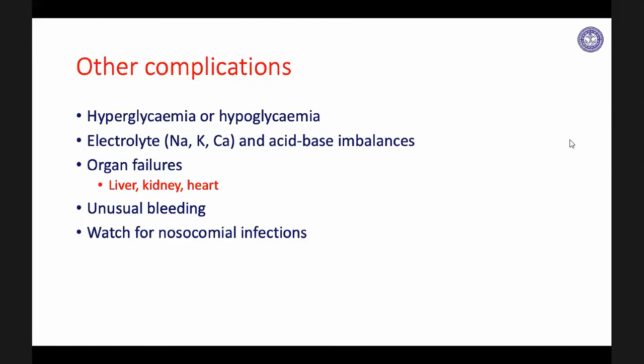Other complications that can happen are either hyperglycemia or hypoglycemia. Hyperglycemia is very important because it can cause polyuria, and that can make you feel that the output is good, but actually it's because of polyuria due to hyperglycemia. So we'll be very careful. Hypo, of course, is also important.